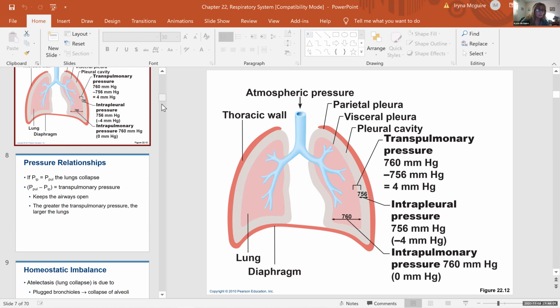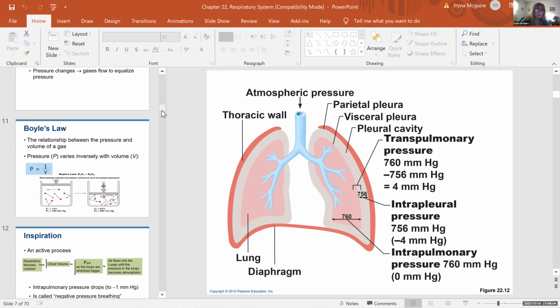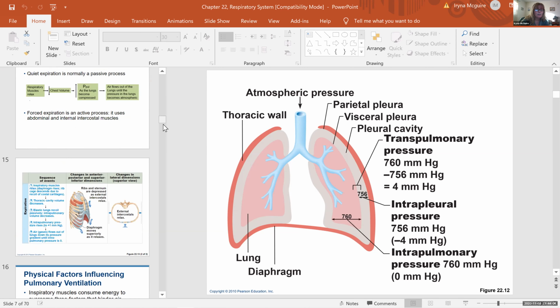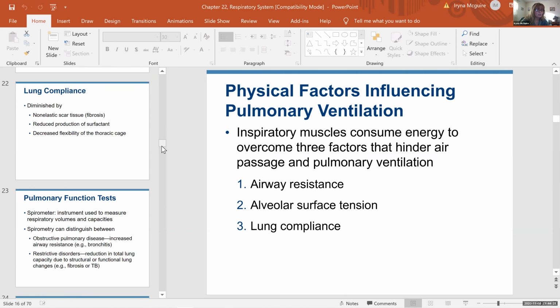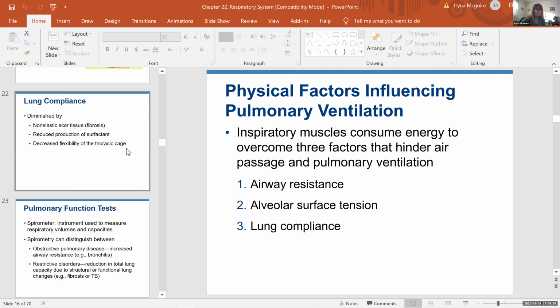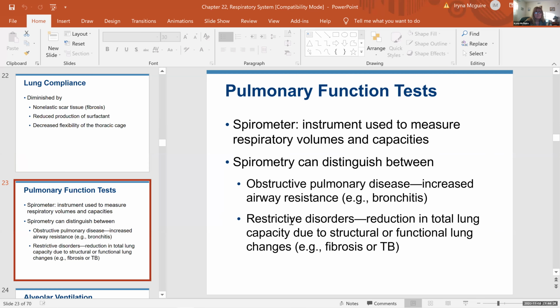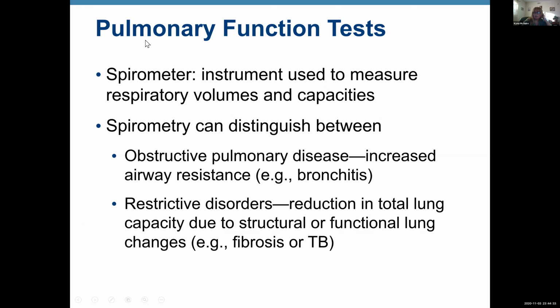I know it might be a little bit confusing, but you need to read it several times again to understand it. And then we said, okay, that's good, but what factors influence this ventilation? Well, there are three factors that influence ventilation: airway resistance, alveolar surface tension, and lung compliance, right? So that's what we discussed over here. Now, we can obviously perform some pulmonary function tests to measure the pulmonary function.